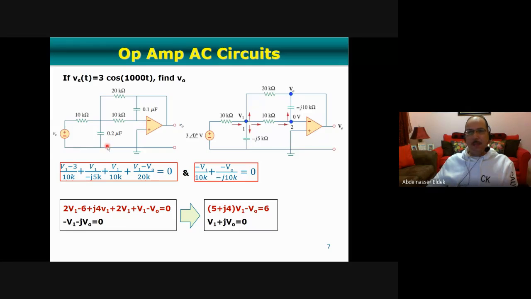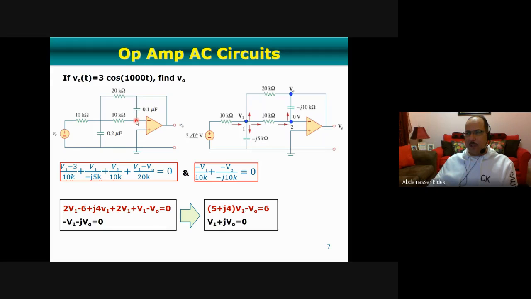Here is another example in operational amplifier, and we know that if we want to solve a problem in operational amplifier, first we need to apply two things here. Number one, the input current is zero. So this current is zero, this current is zero. So we have to know that.